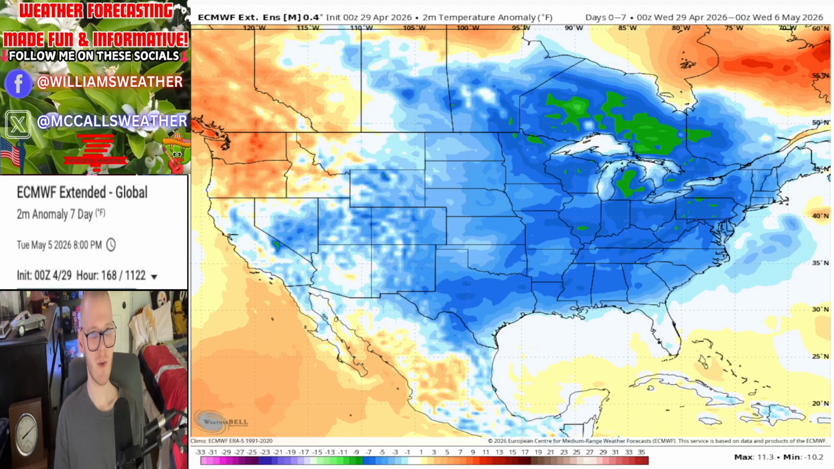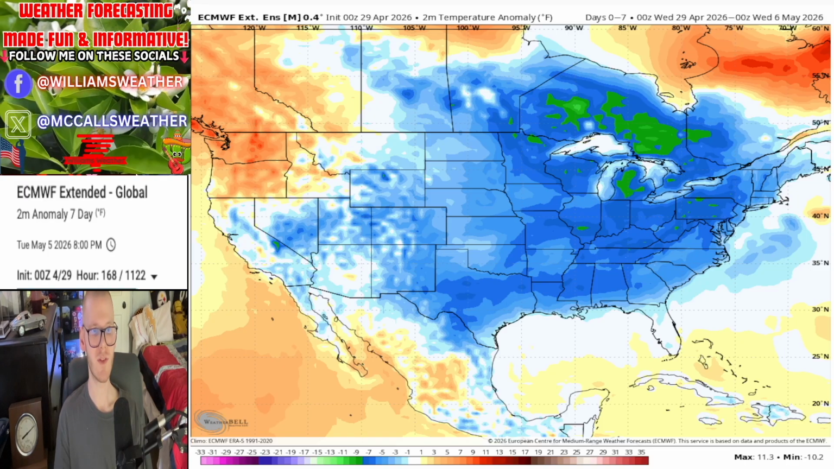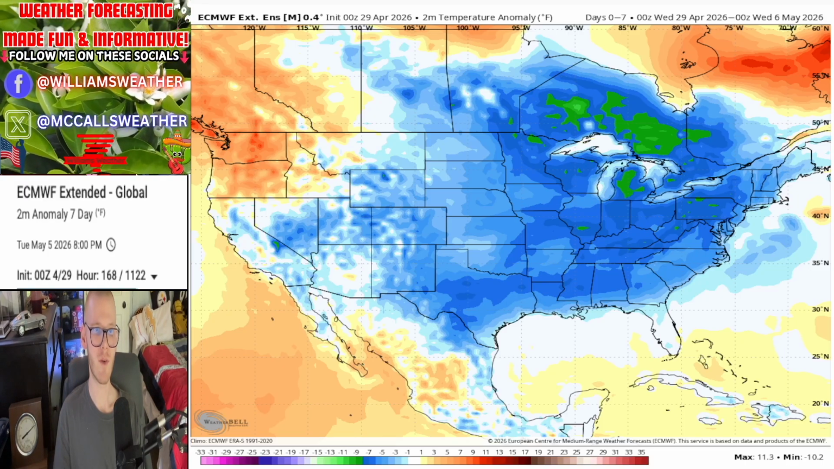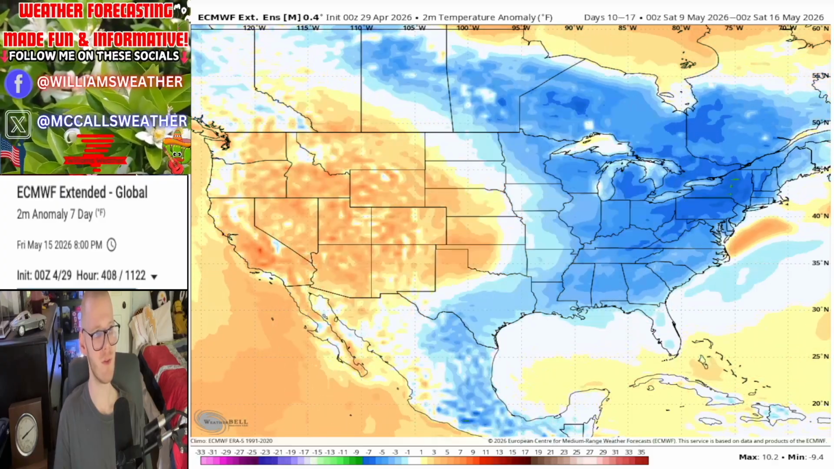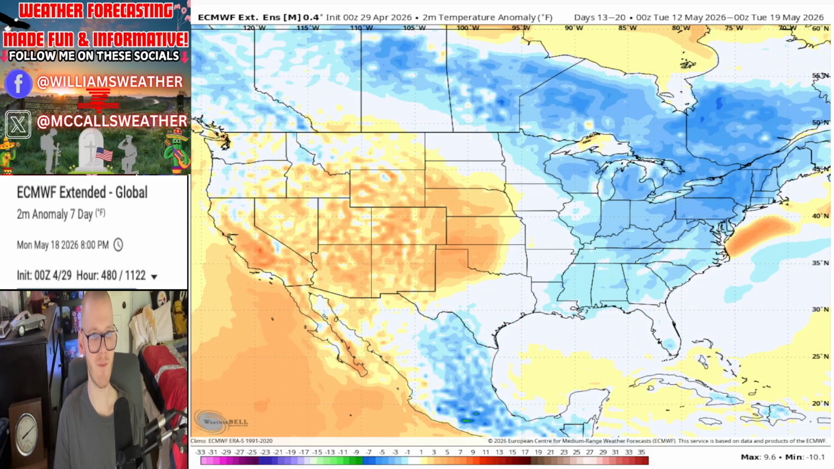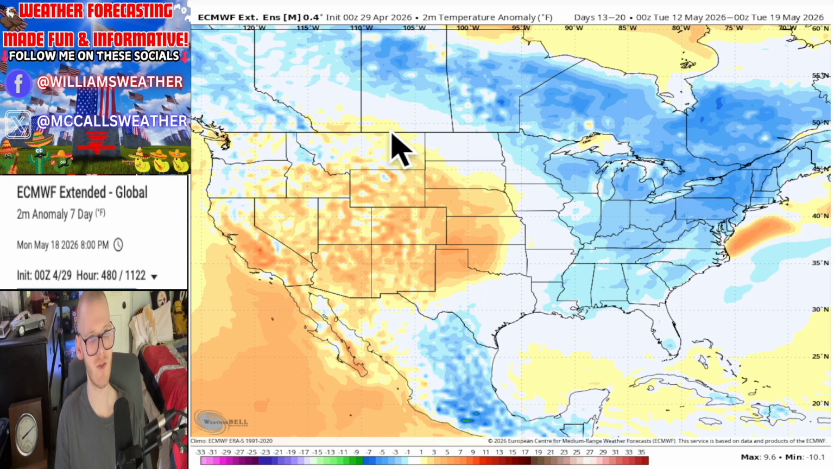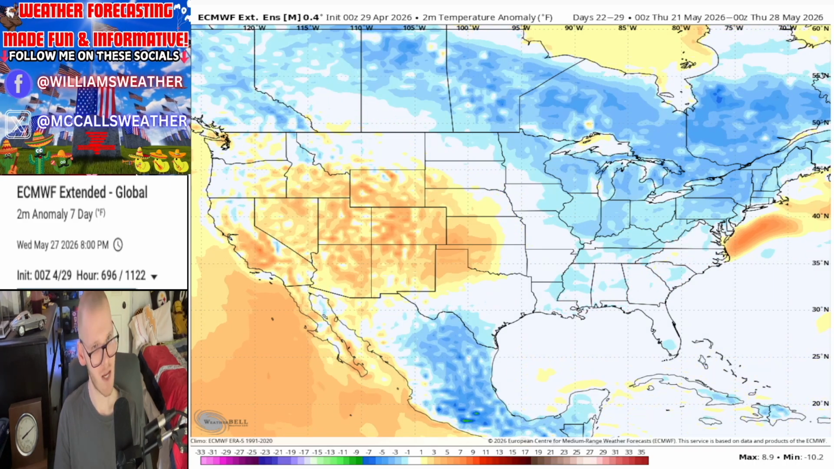Taking a look at the Euro extended, we can see that much of the country is going to start off May on a cold note, unless you live up here in the northwest. Head off into the middle of the month, say the 18th time frame. It's looking like more of the western and central part of the country is heading into a warm note, while the eastern part of the country is still going to be below average. Head off into the end of the month, much of the same story really.